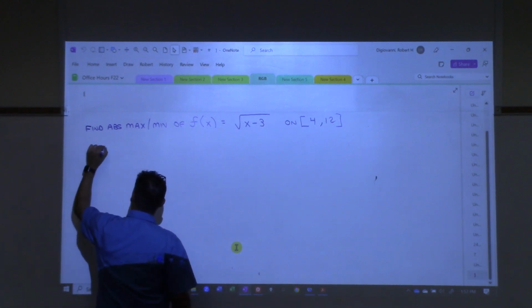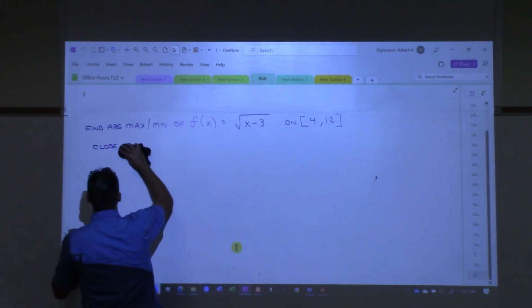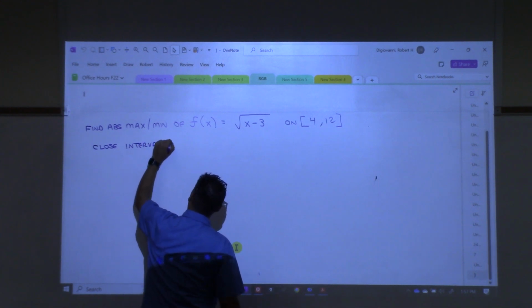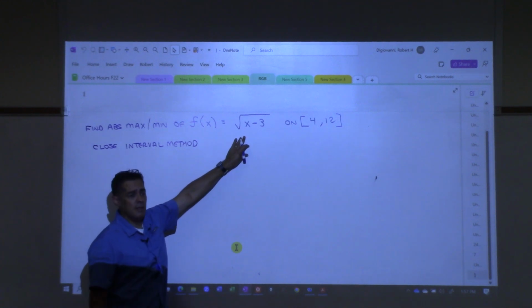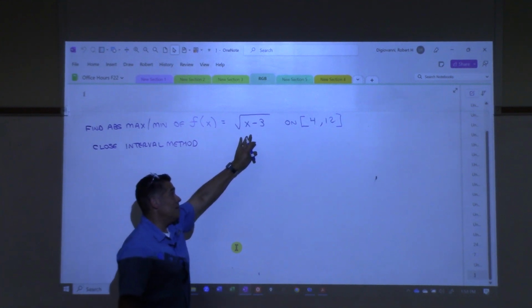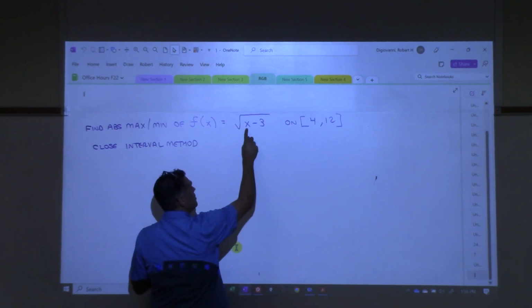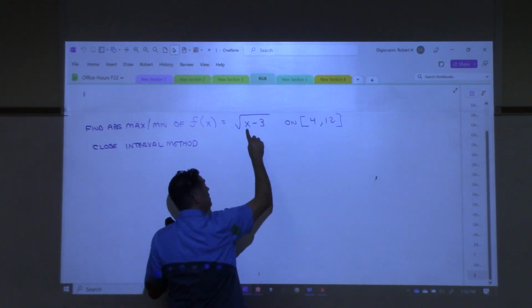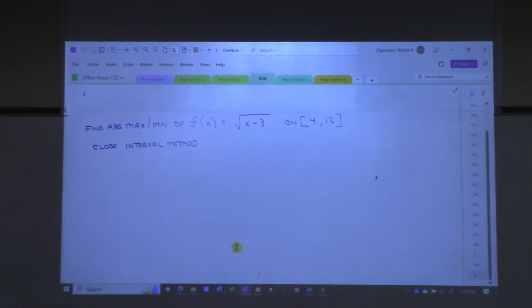I'm going to use the closed interval method, right? Well, I need to make sure I can use it, right? So is this a continuous function? Yes. Well, not everywhere. On that interval it is, though, right? Because if you plug in 4, is this defined? Yes. If you plug in 12, is it defined? And any number in between, it should be defined, right? So you should be good there. It should be continuous on that closed interval.